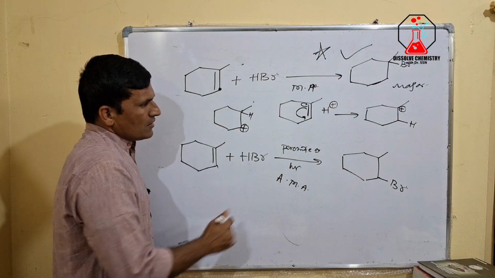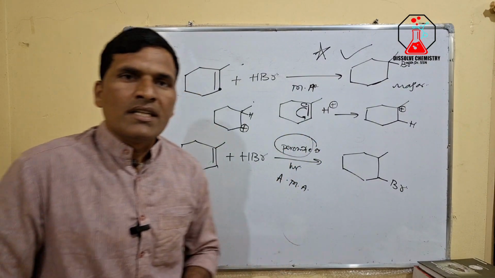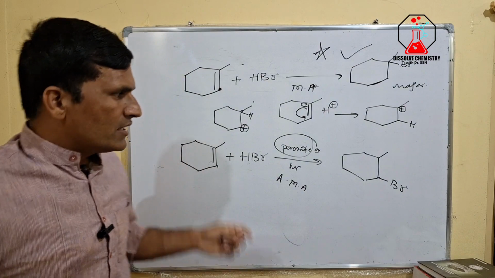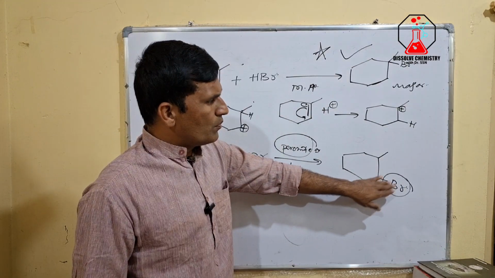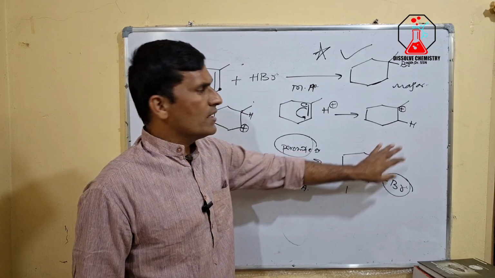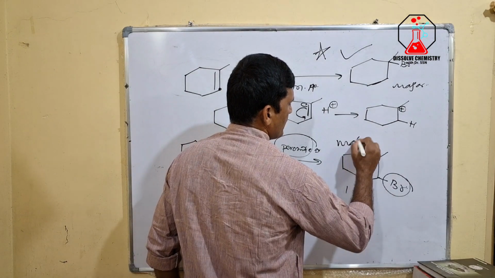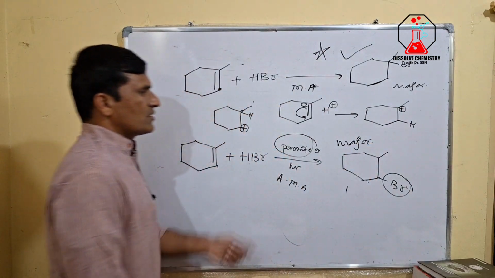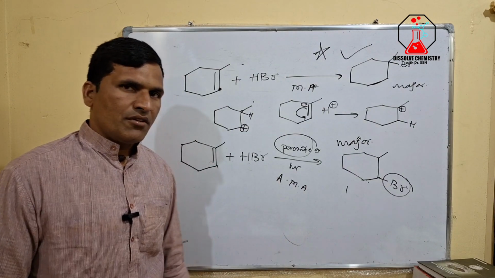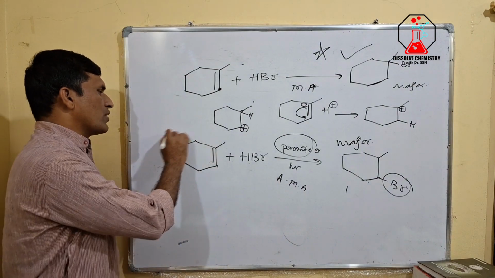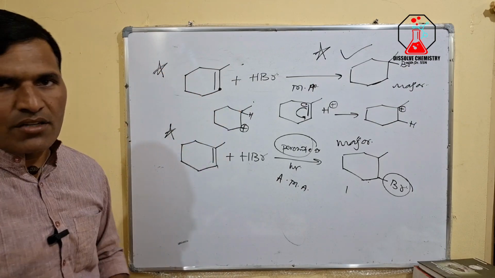Next, suppose there is a peroxide. Once again, you will see that it will follow the radical mechanism. As it follows the radical mechanism, your major product will be 2-bromo-1-methylcyclohexane. Make note of this: in the presence of peroxide or in the presence of light we are going to get this. This is very, very important. It was not included in the last video, therefore I have included it here.